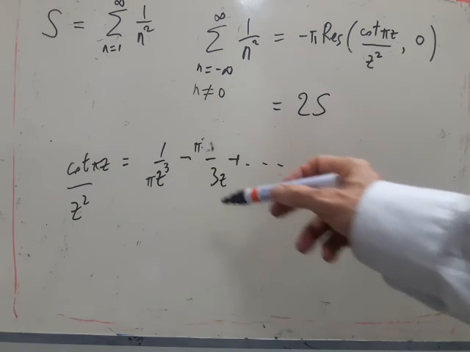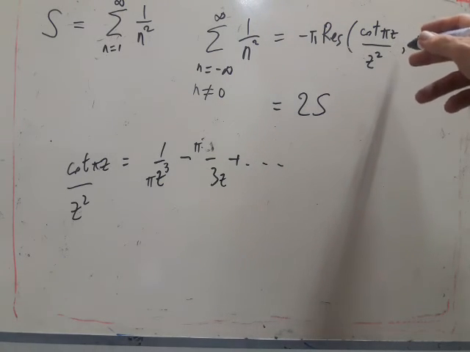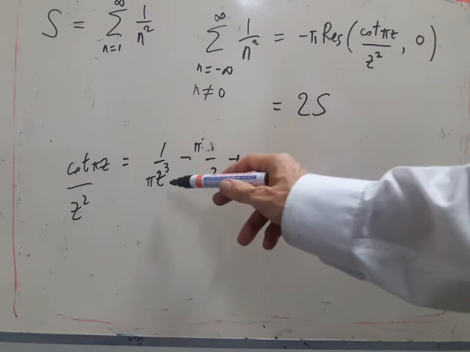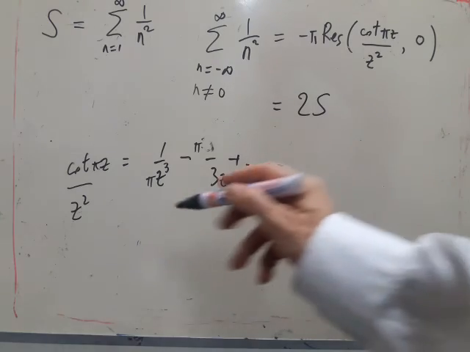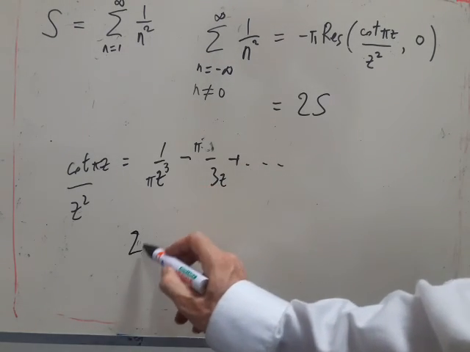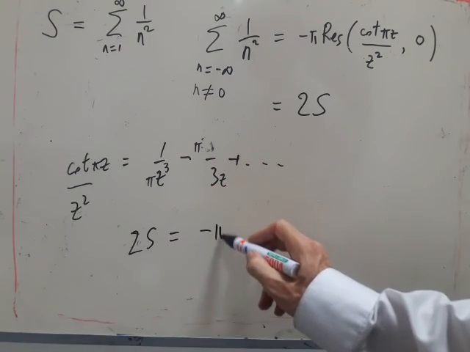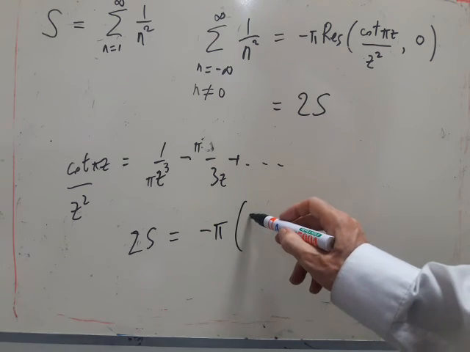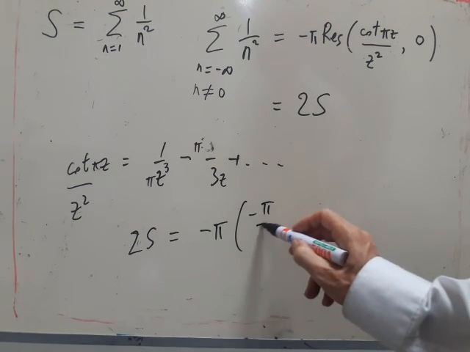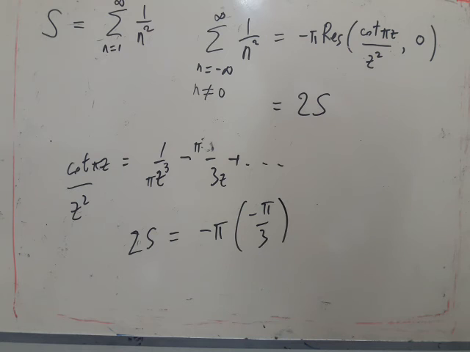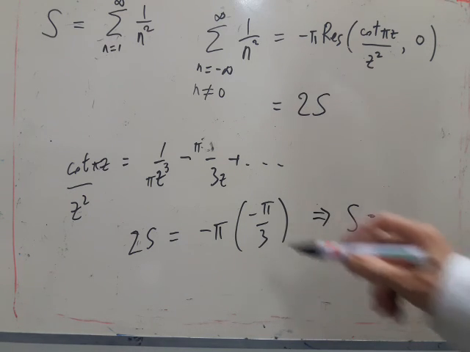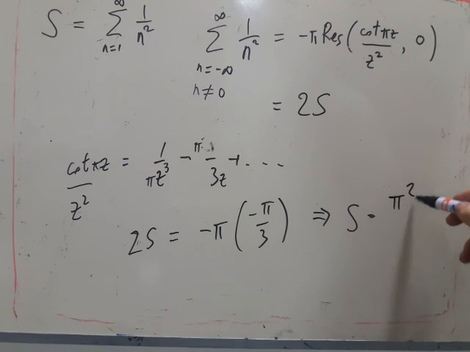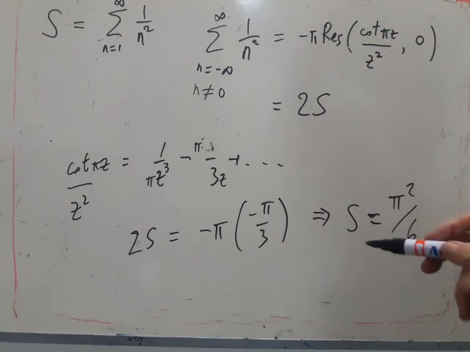So therefore the residue of this is going to be minus pi over 3. So we've got that 2s is equal to minus pi times minus pi over 3, which means that s is equal to pi squared over 6.